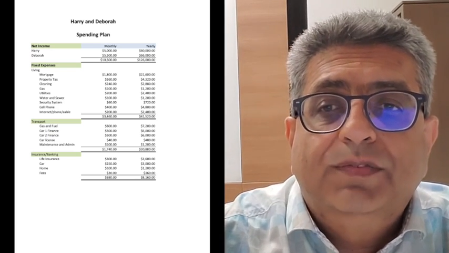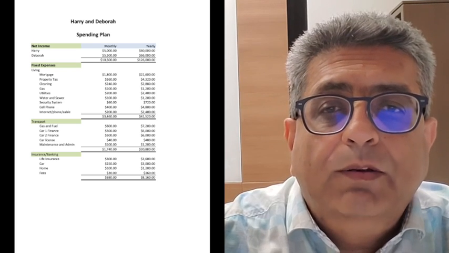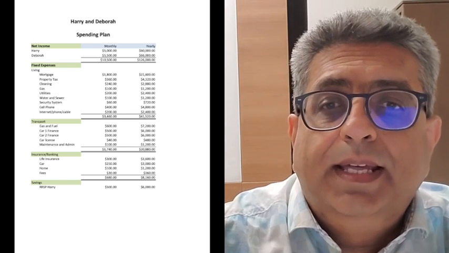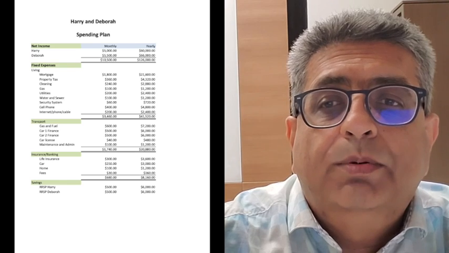So just input the fees that you're paying in there. And then we go on to the savings part. So the savings part, let's see, Harry has to save for an RSP. That amount has to go in there. And then Deborah is also saving for an RSP, so that amount will go in there.